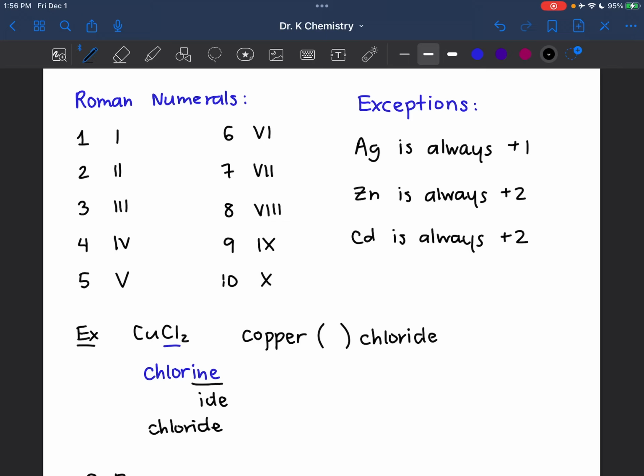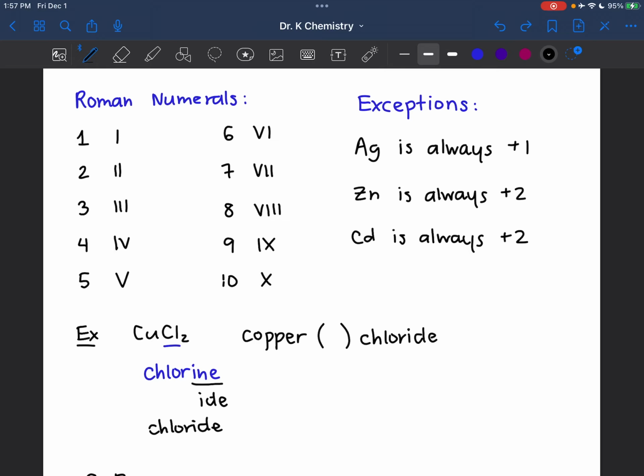But as I mentioned, transition metal charges vary. So we don't know what the charge on that copper is. It could be 1, it could be 2, it could be 3. And because that can vary, we need to indicate that in the name. So in parentheses, we're going to use a Roman numeral to indicate what the charge on copper is. So that's the next piece of information that we have to figure out using the formula. And this is where it's important to know how that formula was constructed so that you can go back and figure out the charges.